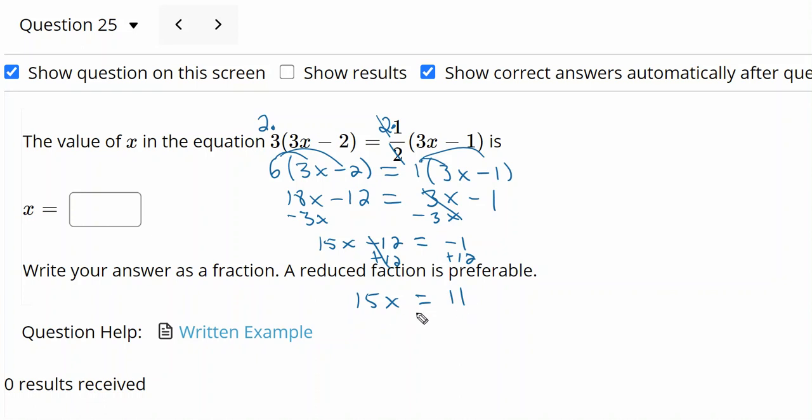Ooh, this is looking exactly the same. Okay, and then divide by 15 and divide by 15. So we get x is equal to 11 over 15. That was a lot nicer, wasn't it? So I would recommend doing it this way, but as long as you understand what we did there, okay?